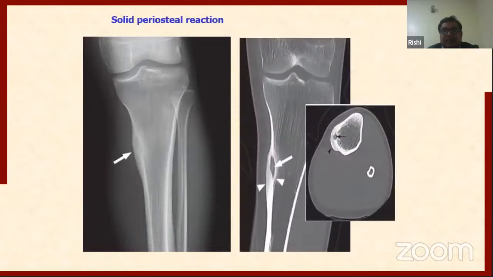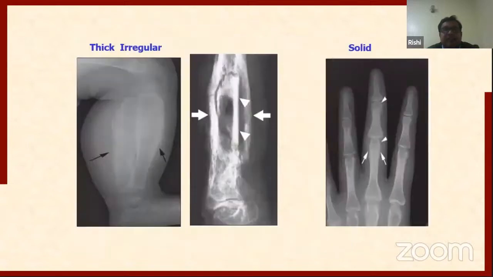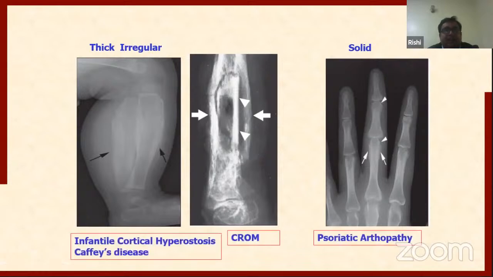CT scan shows a lesion there with a clear, very nice nidus. It is a case of osteoid osteoma. You see in this picture a thick irregular kind of periosteal reaction, and in the middle picture, you can see the sequestrum visible inside, which was a case of chronic osteomyelitis. And the other one is infantile cortical hyperostosis, also known as Caffey disease, which is a self-limiting disorder. And sometimes in other disorders like psoriatic arthropathy, you will also get a solid, non-aggressive kind of periosteal reaction.